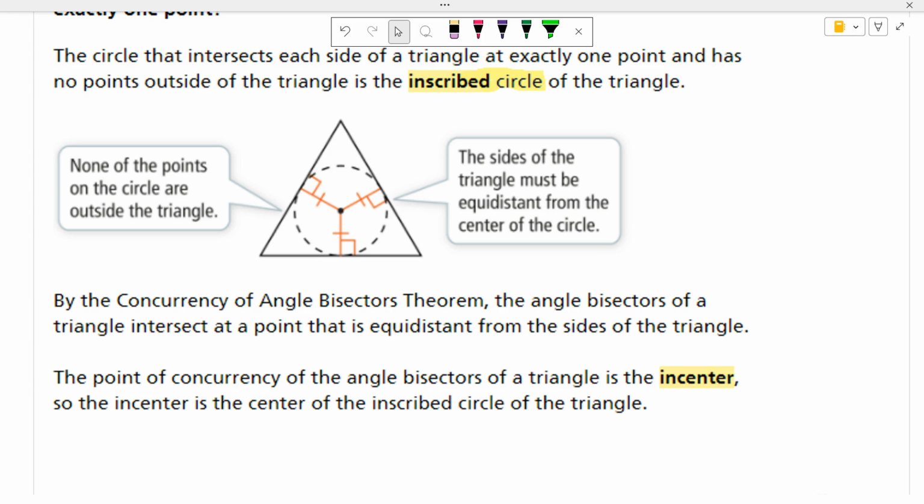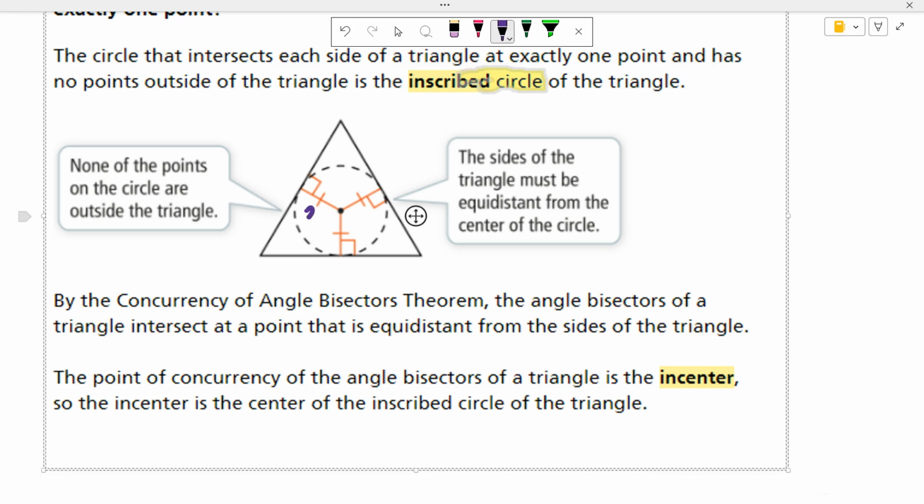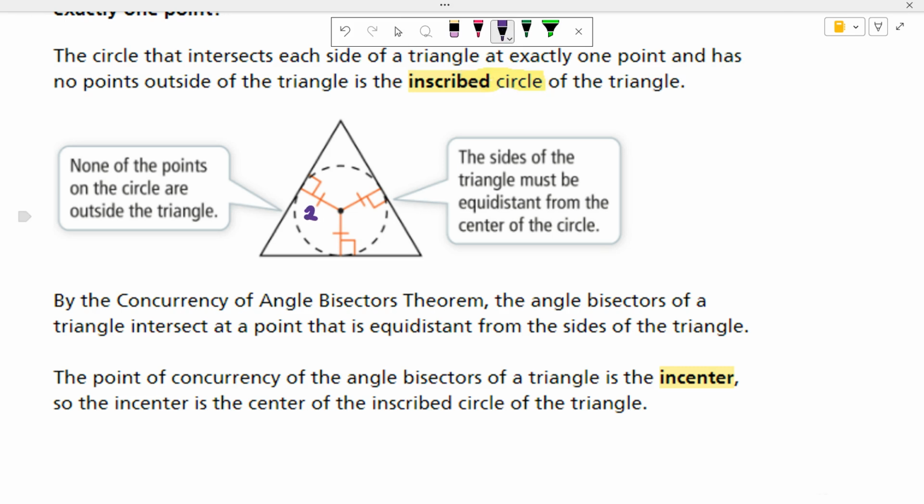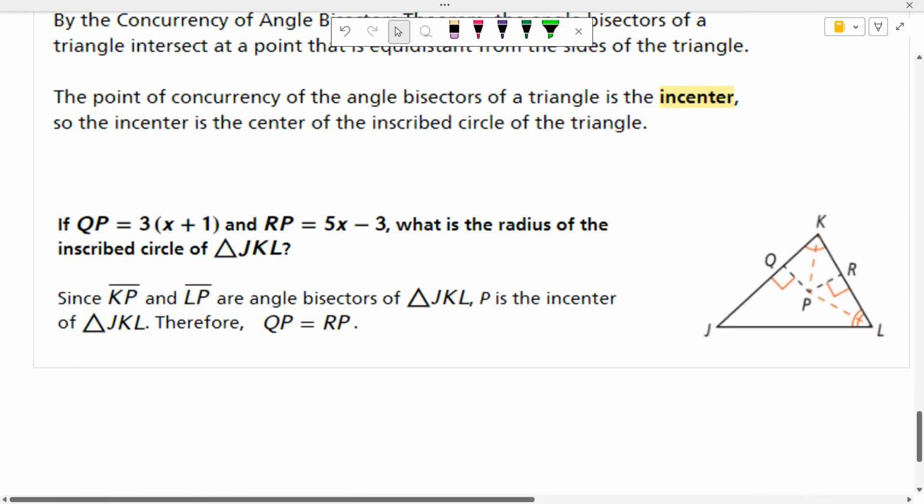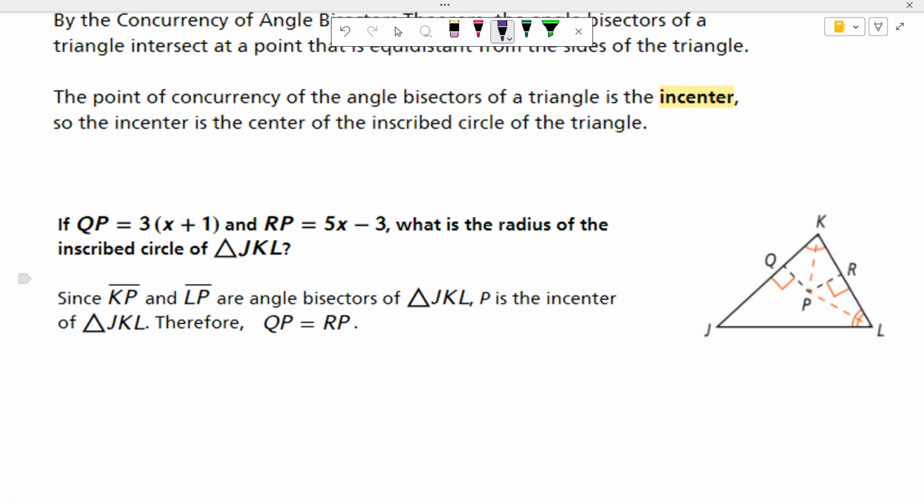So, if the distance from the incenter to this side of the triangle is 2, then from the incenter to this side of the triangle would also be 2, and to this side would also be 2. So 2, 2, and 2. Okay, they're equal distance away from the sides of the triangle. So it says QP is 3 times x plus 1, RP is 5x minus 3. What's the radius of the inscribed circle?